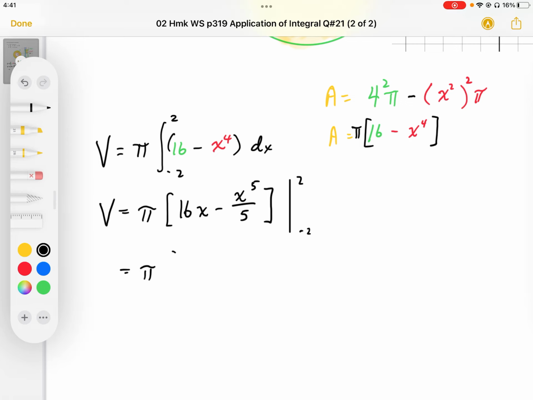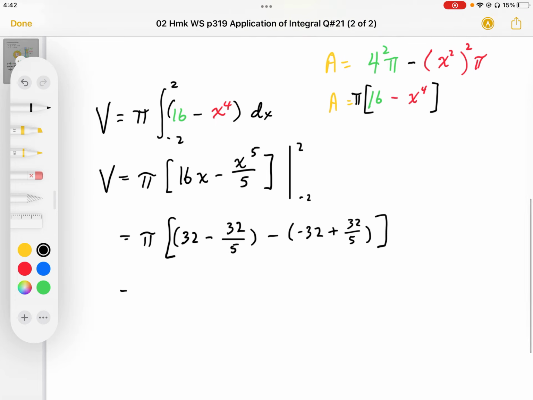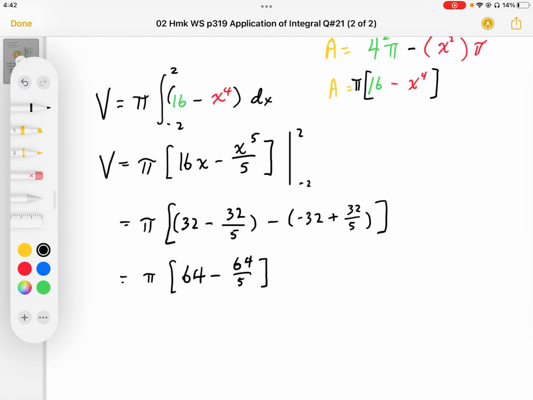Substituting in my values here, I get 32 minus, this is going to be power 5, so 32 over 5. And then I'm going to subtract, well, this works out to be -32 plus 32 over 5. Okay, so then when I put this together, I'm going to end up with 64 minus 64 over 5. So working that out, this is going to end up being 320 over 5 minus 64 over 5.